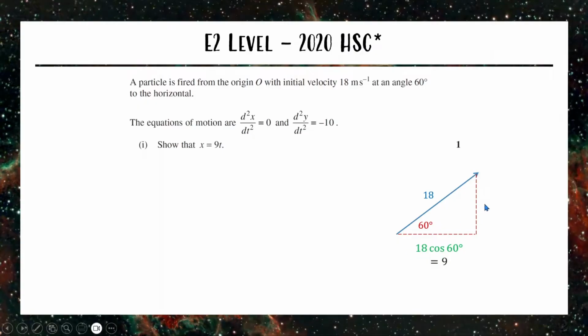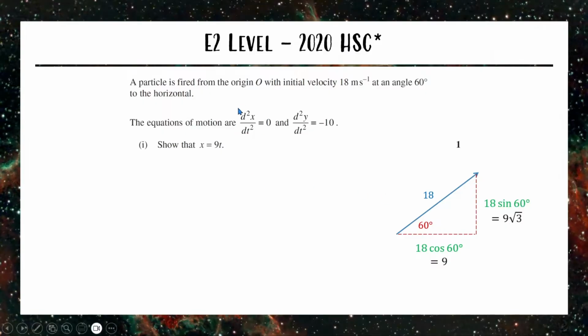What you're going to see for your vertical component is the same thing but with sine. It's going to be hypotenuse sine of the angle across from it. So we have 18 sine 60. Sine 60 is root 3 divided by 2. So when we times that by 18, we're going to get 9 root 3. So initially in the x direction, velocity is 9. Initially in the vertical direction, velocity is 9 root 3. That's going to be very useful later on.